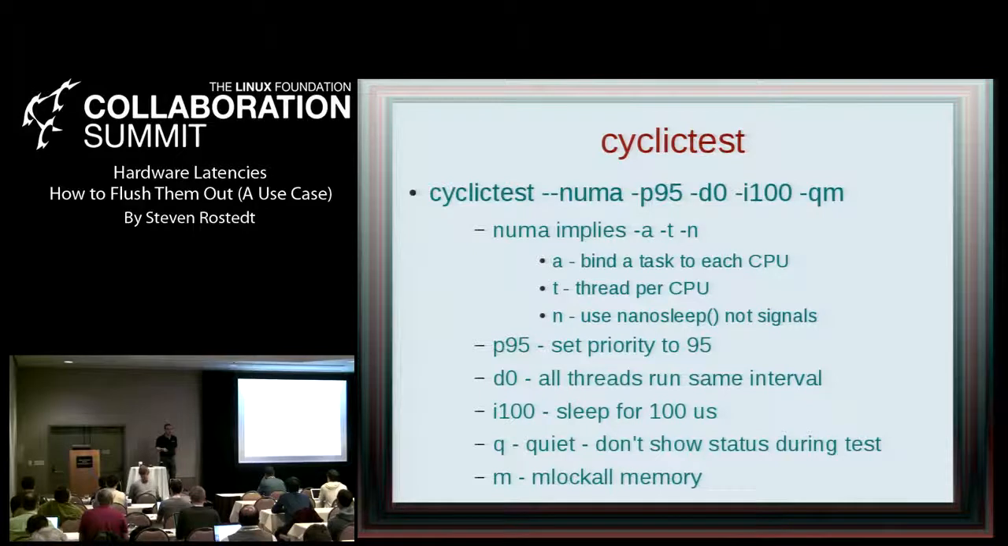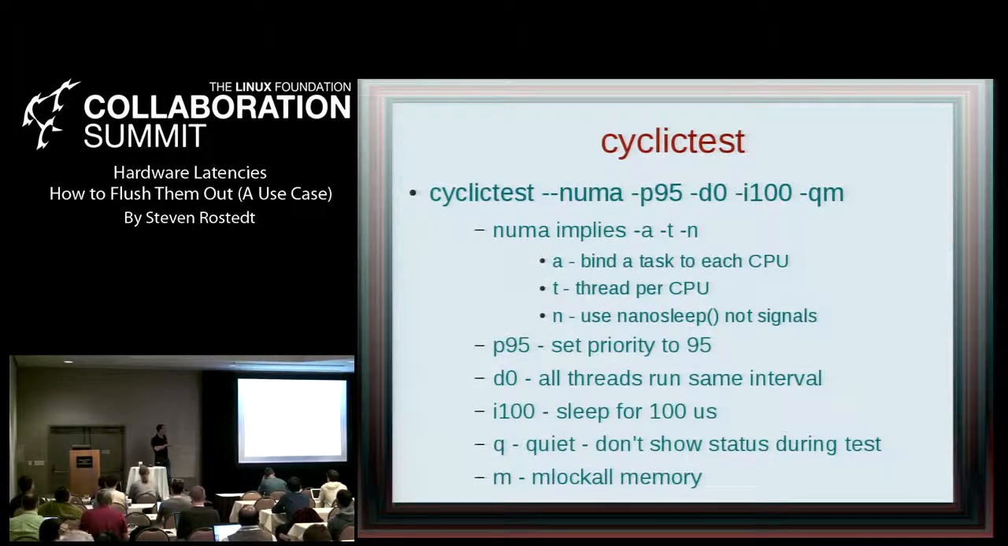-n should have been the default because signals are extremely slow and not reliable. Everyone just runs cyclictest and says, hey, I hit a 500 microsecond latency, 300 microsecond latency or whatever, and we say, well, did you use -n? They say, no. And we're like, well, do -n, because signals are just inherently non-deterministic. -n uses actual nanosleep, uses the actual hrtimers inside the kernel, and it keeps everything correct. -p95 sets the priority of the first thread to 95. -d0 will keep them all at the same intervals.